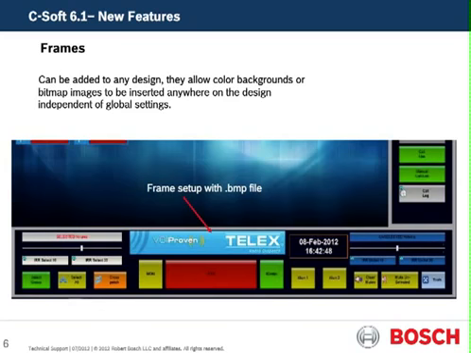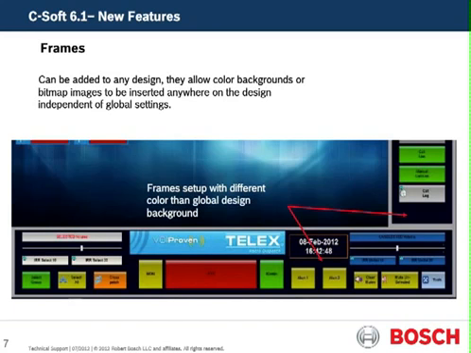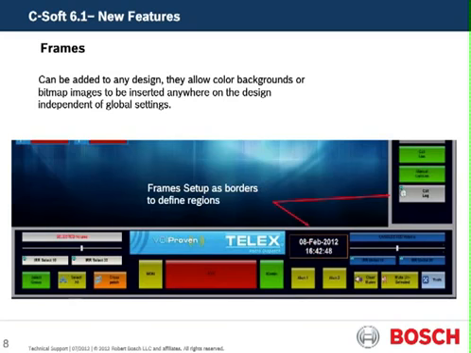Shown here, a frame has been set up to include a bitmap file on the design. Shown here, frames were added and given a different background color than the global design. This provided a field for control buttons independent of the normal button area. Shown here, additional frames were set up as borders to define the previously configured frame areas.